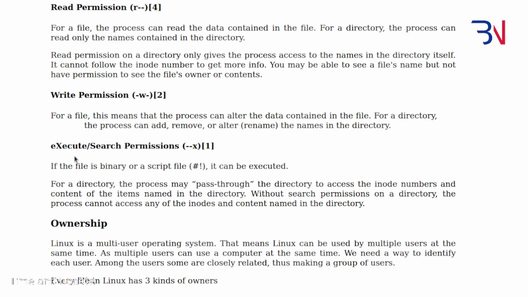Okay. And for execute permission, if a user has execute permission on the file, and the file is binary, it can be executed. For the directory, the user can pass through the directory to access the inode number and content of the items named in the directory. With execute permission, we can learn about the file size and the owner of the content in the directory. Now we'll look through the next topic.